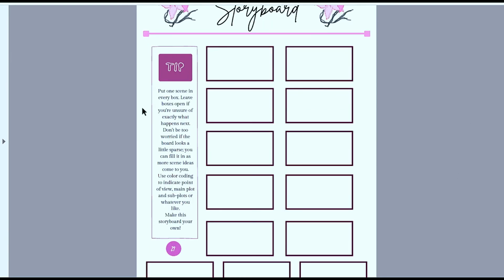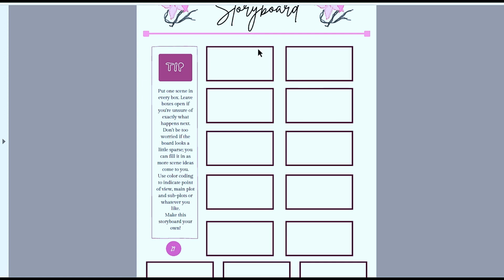So as you can see in this tip box here, what I do is I put a scene in every box and then leave boxes open when I'm not sure what's going to happen there, or I know something has to happen but I'm not quite there yet. And then don't be worried if it looks a little sparse. The whole point is that you have this and you can fit it in as the ideas come to you. I also like to use color coding for different points of view. You can use it for main plot, subplot, whatever you like.